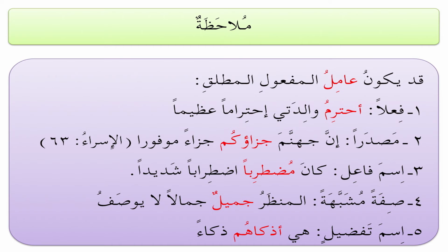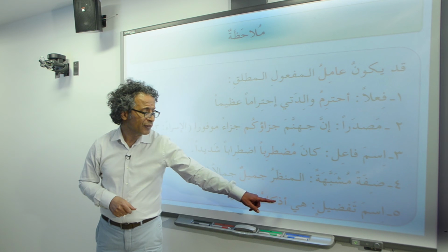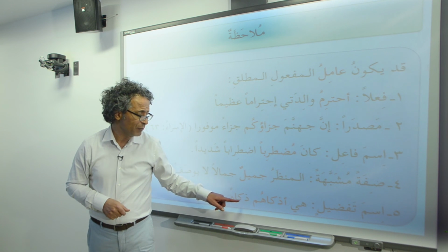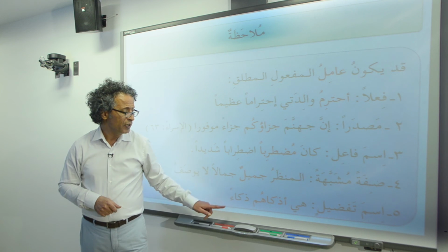اسم تفضيل. It can be اسم التفضيل. This is actually a great occurrence, perhaps rare, in which there's a repetition. هي أذكاهم ذكاء. So أذكاهم is أفعل التفضيل and ذكاء here is مفعول مطلق. Had this word not been the same root, this would be تمييز, which we will see inshallah in another lesson.